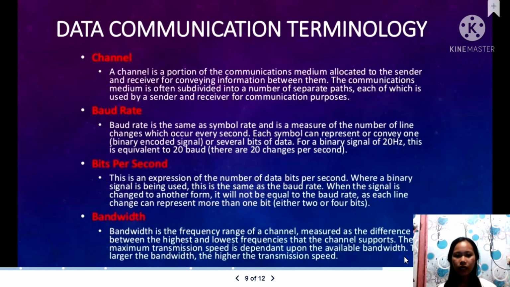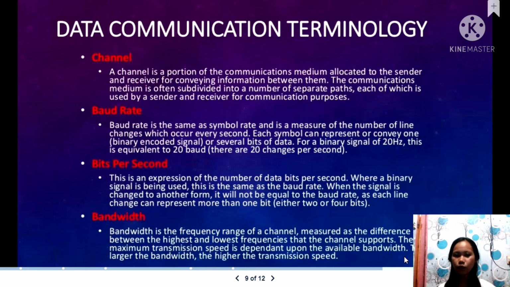So, bits per second. This is an expression of the number of data bits per second. Where a binary signal is being used, this is the same as the baud rate. When the signal is changed to another form, it will not be equal to the baud rate, as each line change can represent more than 1 bit, either 2 or 4 bits.